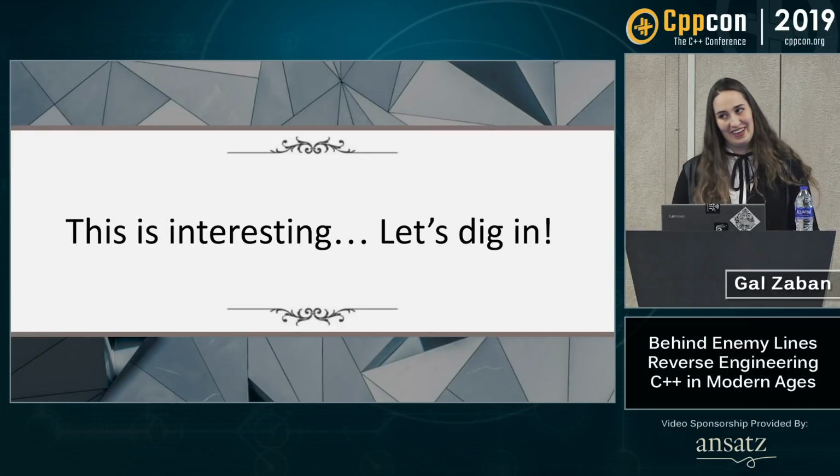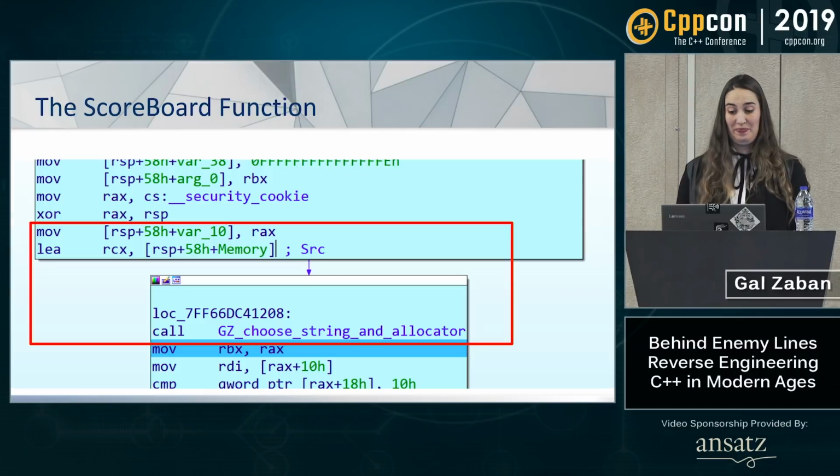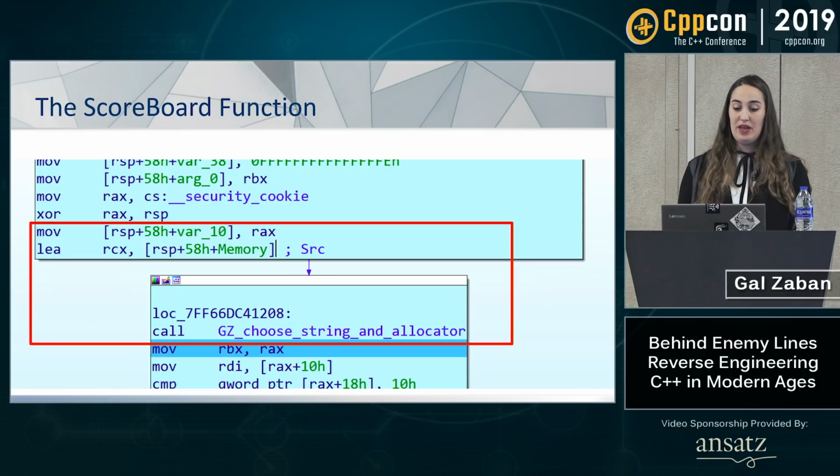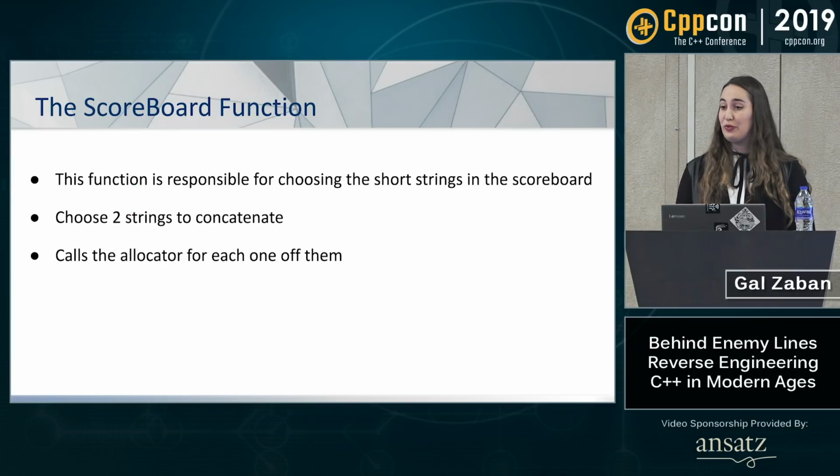I was like, okay, this is interesting. Let's dig in and see what happens and why. First I looked at the Scoreboard function. This function is actually responsible for choosing the strings for this sentence. It chooses from 2 global strings, concatenates them, and then calls the allocators for each one of them.